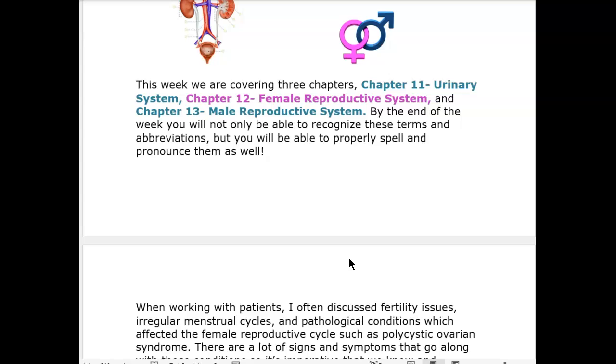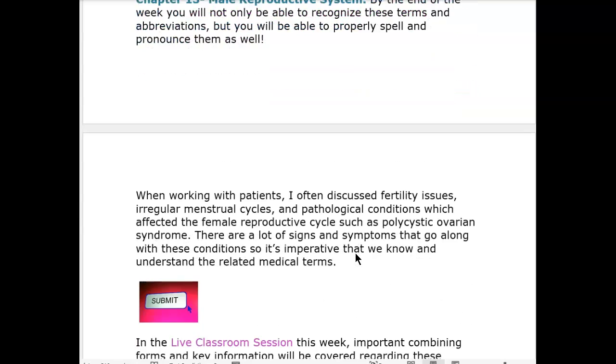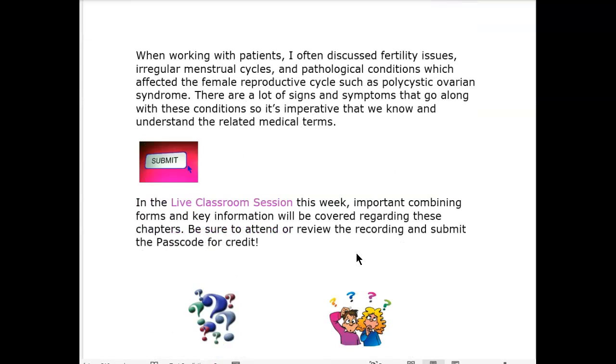All right, so this week we are covering 3 chapters: the urinary system, the female reproductive system, and the male reproductive system. So by the end of the week, you will not only be able to recognize the terms and abbreviations that go along with these chapters, but you will also be able to properly spell and pronounce them as well.